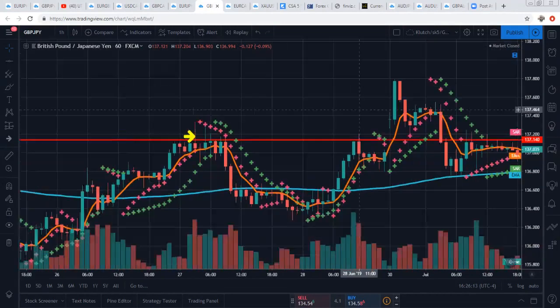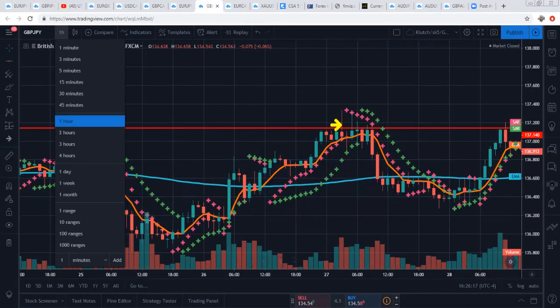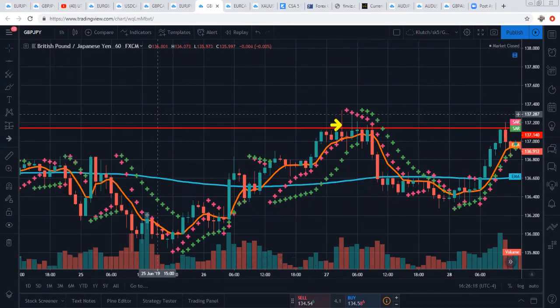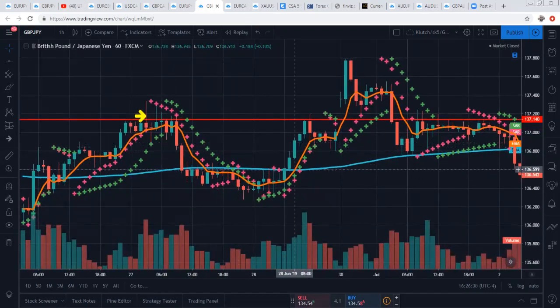Now, let's look. Good. Can you show the entry point when you say it crossed to the upside? Right here. The 4 cross the 50 right here to the upside. That's one. Another one's right here. This orange line crossed the blue line to the upside.